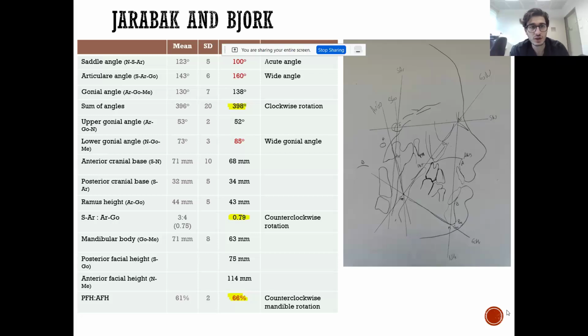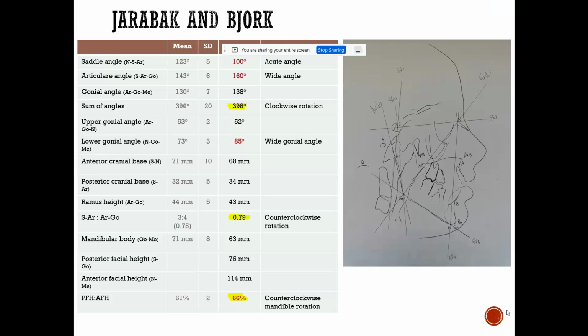Now Jarabak and Björk: the saddle angle is 100, the articular angle is 160, and the sum of the angles is slightly increased, so we have a clockwise rotation. But if we see the S-articular to gonion is 0.79, here we have counterclockwise, and posterior facial height to anterior facial height is 66%, so counterclockwise.